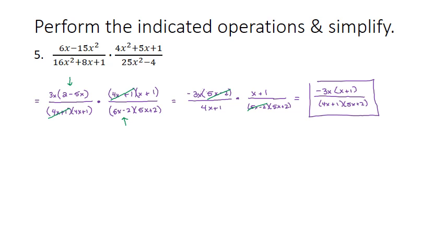You don't need to FOIL, you can leave it in factored form, but there's an example of multiplying 2 rational expressions together. Once again, factor, factor, factor. That's the name of the game in this section.